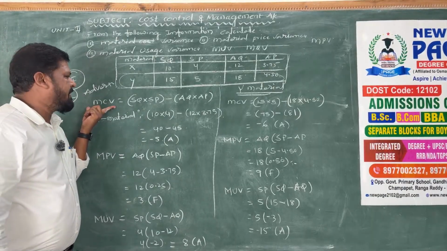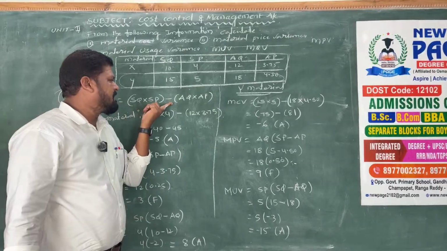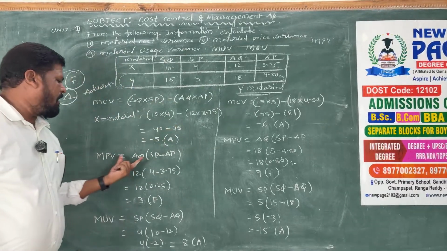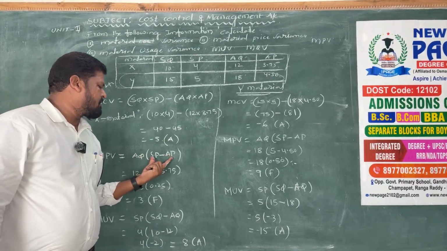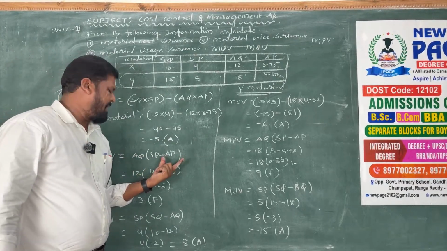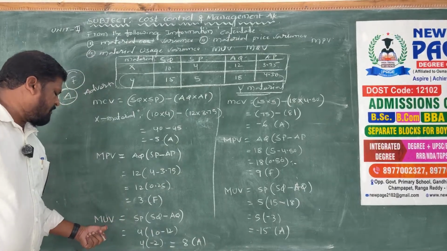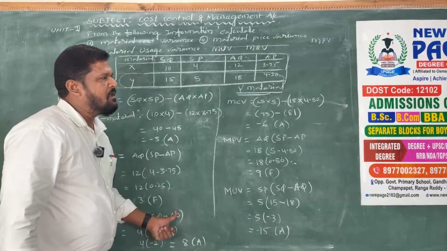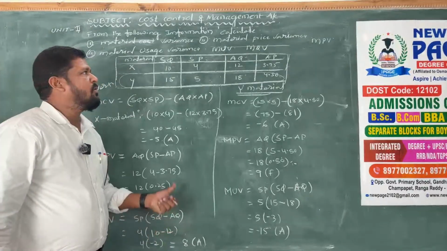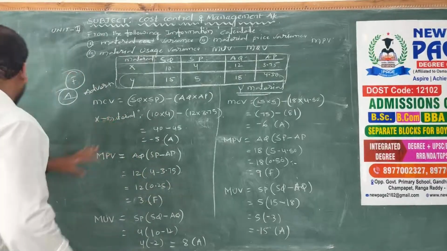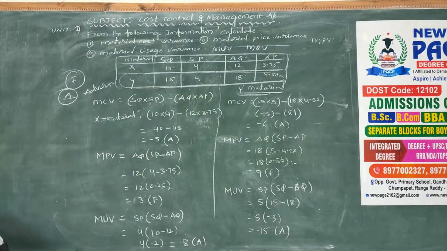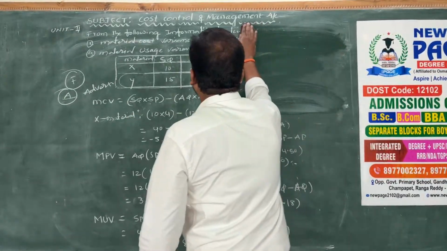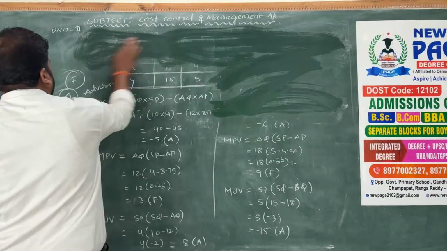MCV, material cost variance. What's the formula? SQ into SP minus AQ into AP. Okay. Next, MPV is equal to actual quantity into standard price minus actual price. Okay. Material usage variance is equal to standard price into standard quantity minus actual quantity. Right. So second unit is also completed. Now going to third unit.